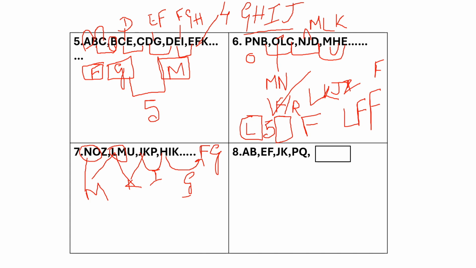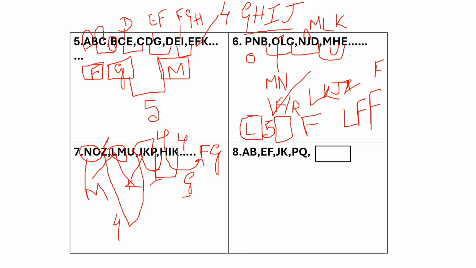Next letter is Z is there, U is there. How many letters are missing? Here 4, from Z to U. 4 letters are missing. Now U to P, how many letters are missing? Again 4. That is Q R S T. Now this P to K, how many letters are missing? 4. That is L M N O. Now we have to leave 4 letters.